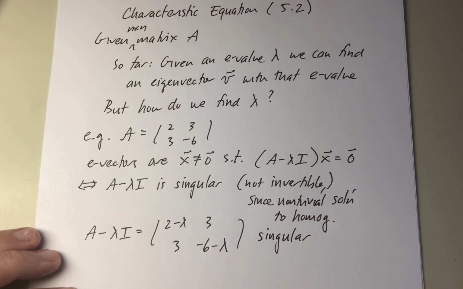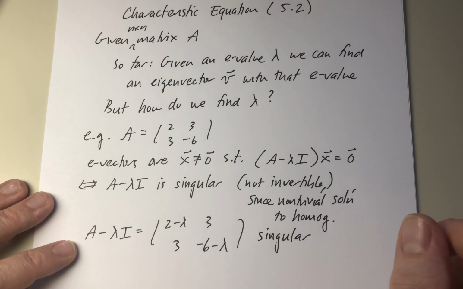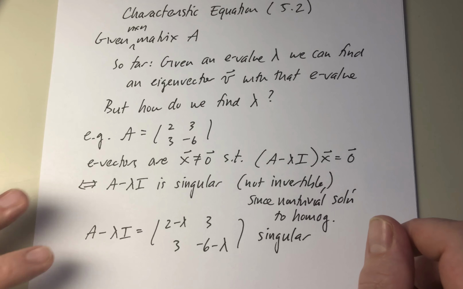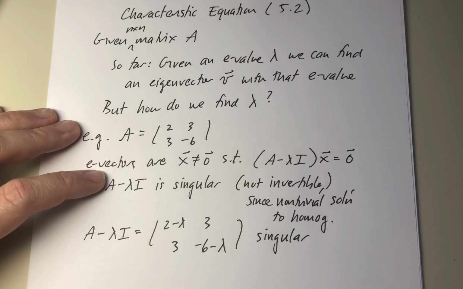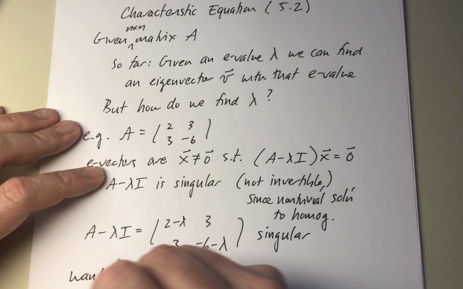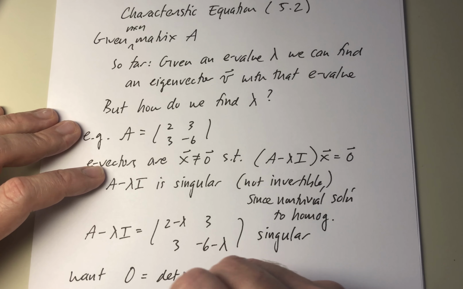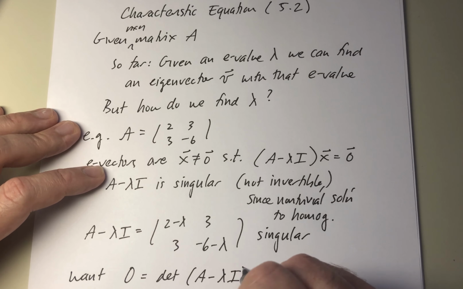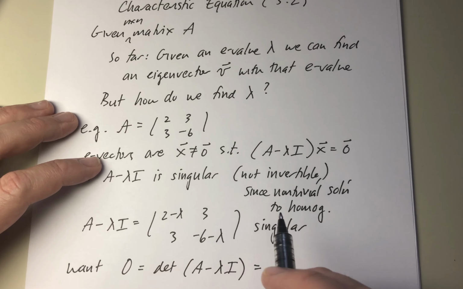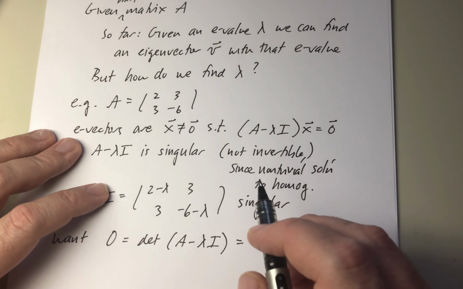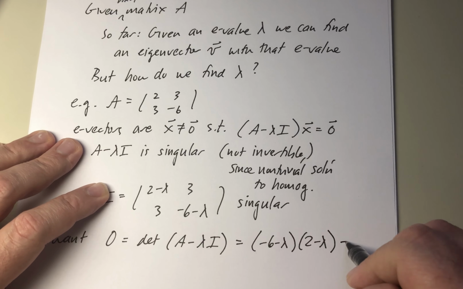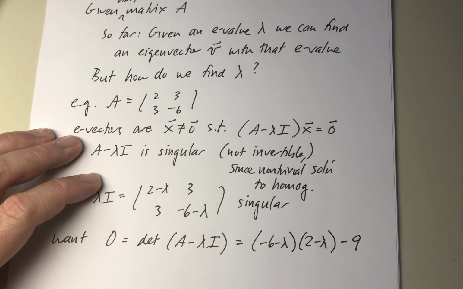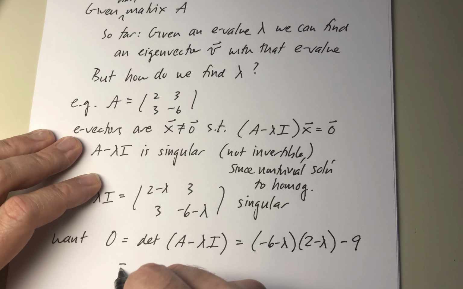Now I have an n by n matrix, and a few weeks ago we talked about how we have a nice tool that detects when a matrix is invertible or not, called the determinant. So what we want is that 0 should be the determinant of A - lambda I, which in this case is the determinant of this matrix. It's a 2 by 2 matrix, so I know how to compute it. It's (-6 - lambda)(2 - lambda) minus 3 times 3, the product of the off diagonals. Let's simplify this.